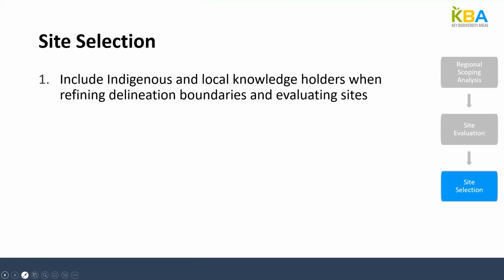And then for the last step, finally, after having evaluated the delineated site, you may need to refine the boundaries of the prospective sites. We highly recommend including indigenous and local knowledge holders during this process as well, so that there is a high level of buy-in from the ground.